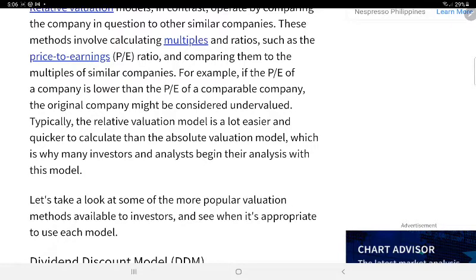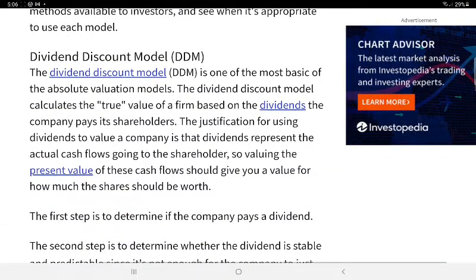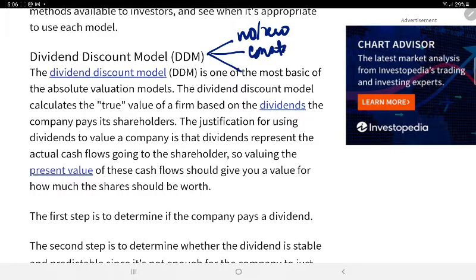Your dividend discount model is of three types. You have no growth or zero growth, you have constant growth, and you have variable growth. Another term for the constant growth will be the Gordon model. Normally the zero growth is used in preferred stock. The constant and the variable growth can be for the common stock.